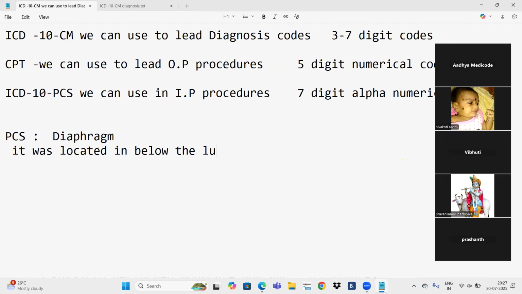It is located in the thoracic cavity. So below the lungs, in the thoracic area, the diaphragm will be located. Base of lungs. Now, above the diaphragm are all upper arteries and upper veins. Below the diaphragm are all lower arteries and lower veins.